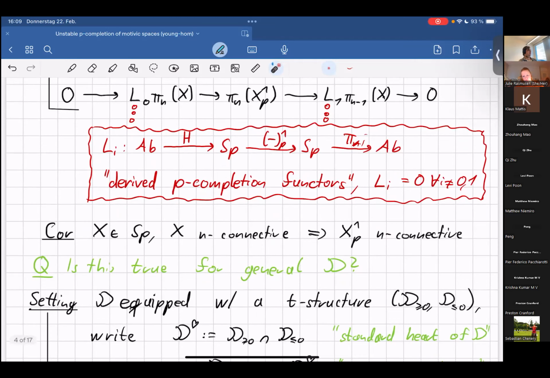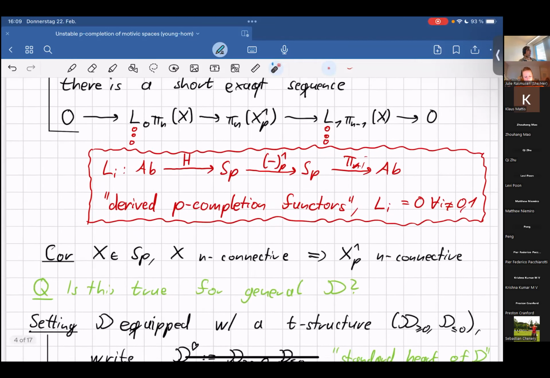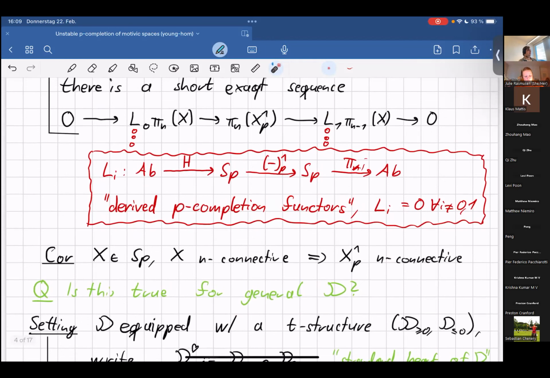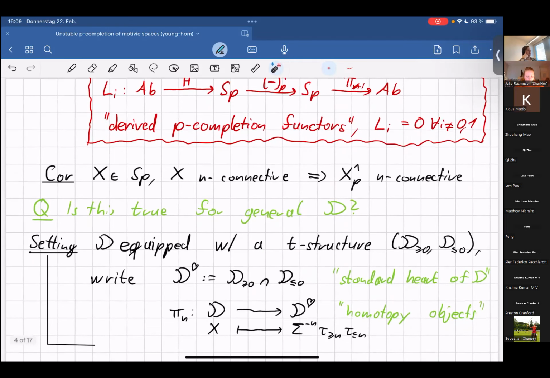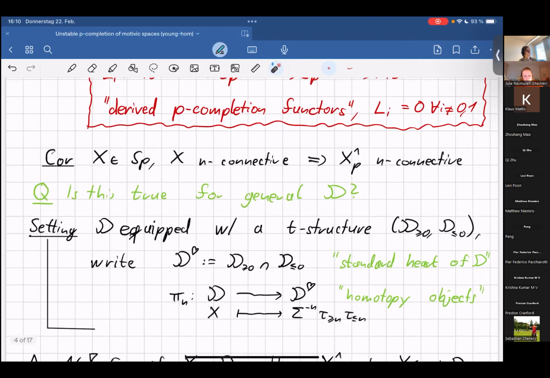And for this, we have to talk about what is a homotopy object or homotopy group in our category D. So we want to talk about this guy. And for this, we will equip D with a t-structure. So we have a collection of connective objects and a collection of co-connective objects, and they satisfy some axioms. And if you don't know what a t-structure is, then this is just a very general way to talk about homotopy objects in a triangulated or stable category. And we can then write D heart for the intersection of the connective and co-connective objects.